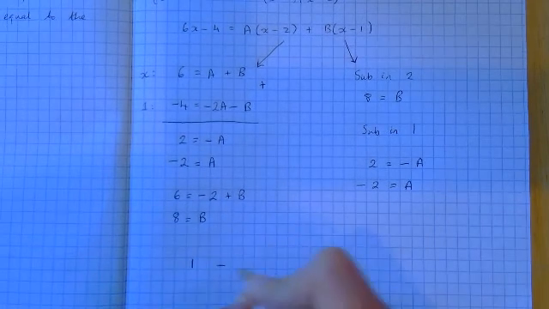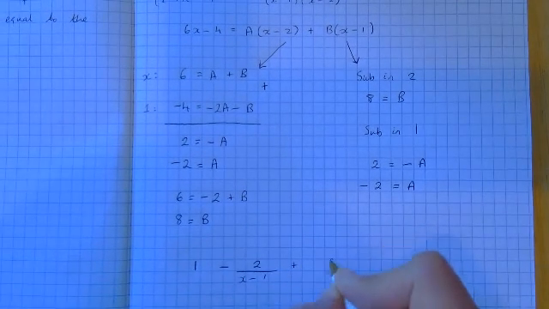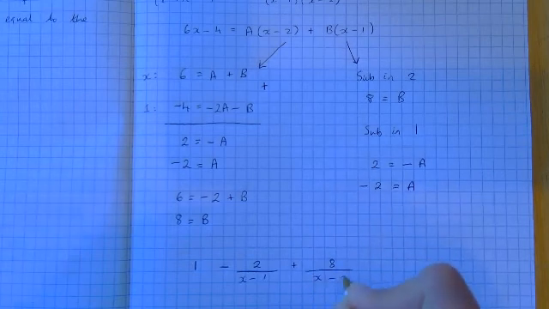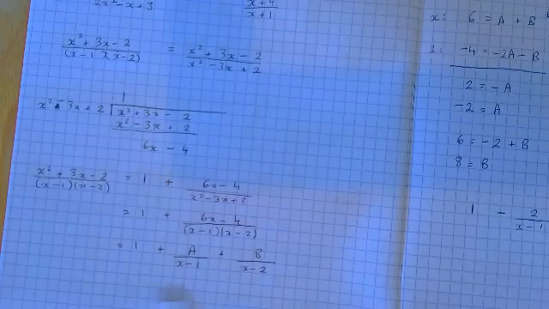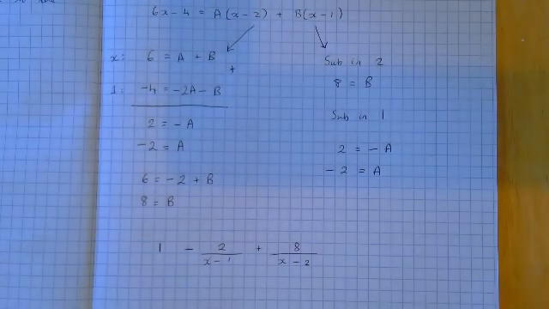Rather fortunate. Right, so what's my final answer then? It's 1 minus 2 over x minus 1 plus 8 over x minus 2. I just subbed in my A and B into this expression here.